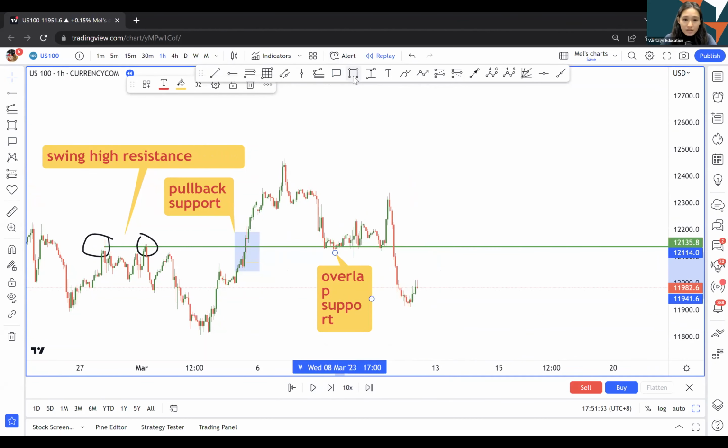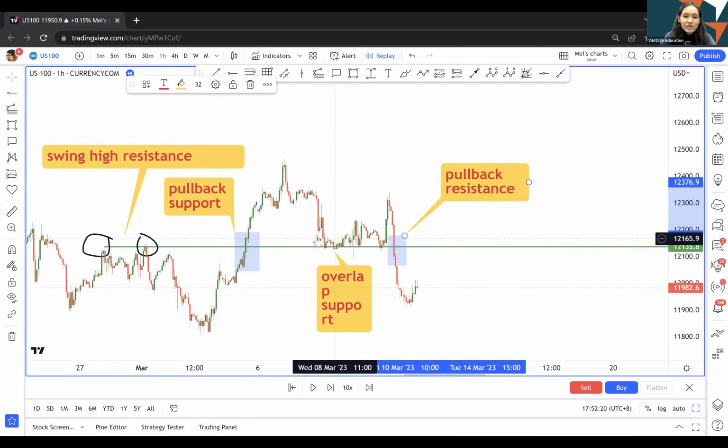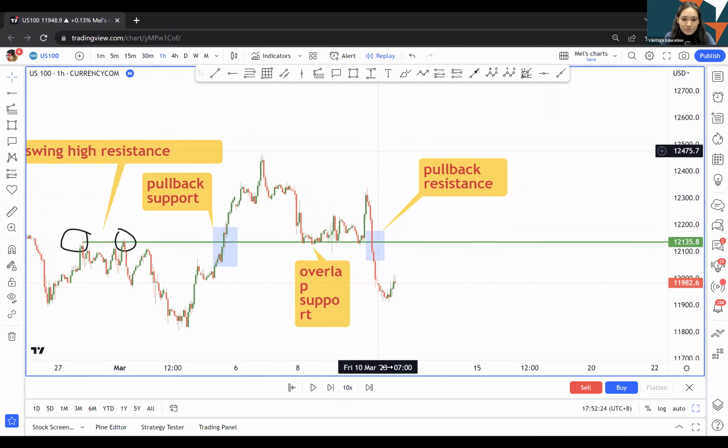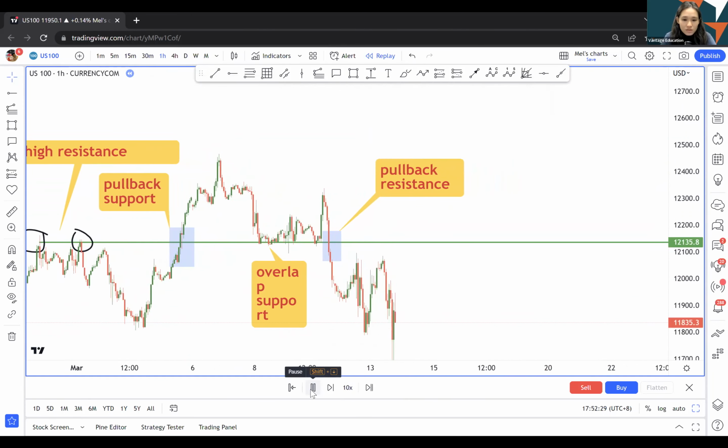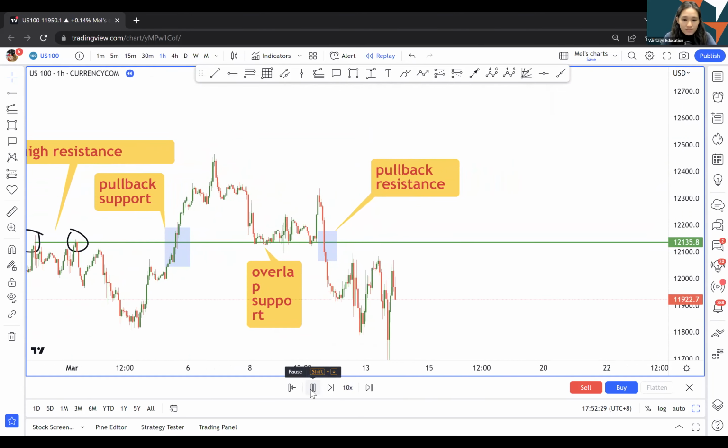Of course, in this case, we have the benefit of hindsight, but typically when you find a level that has pulled back once, it will normally come together with an overlap support, and you can expect it to bounce off or reverse off of that level. So that's how you identify support and resistance levels.